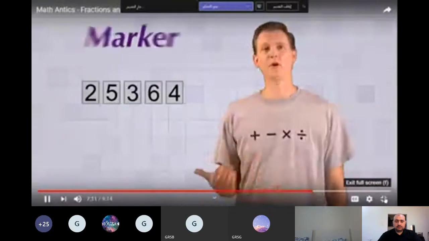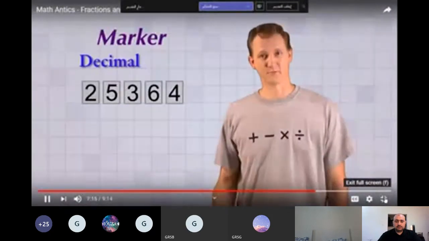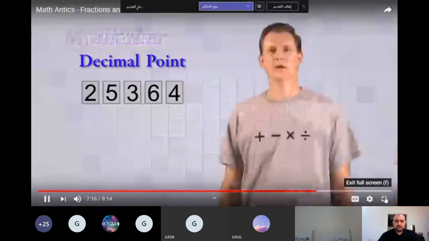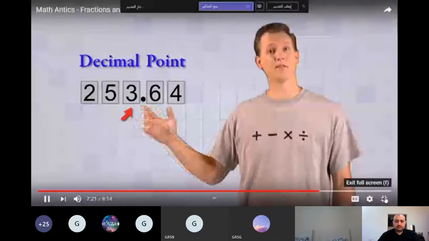What we need is a kind of marker that will help us tell them apart. And that marker is called a decimal point. The decimal point is just a dot that we always put right here between the ones place and the tenths place.